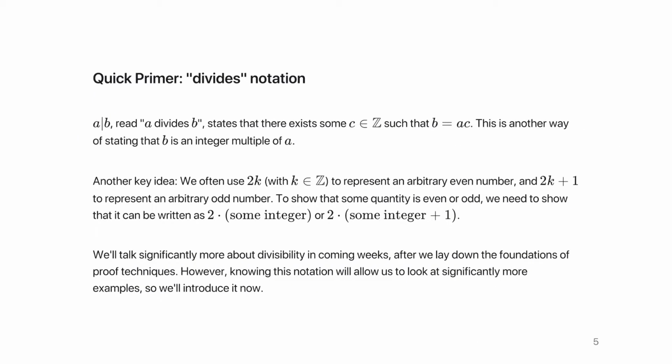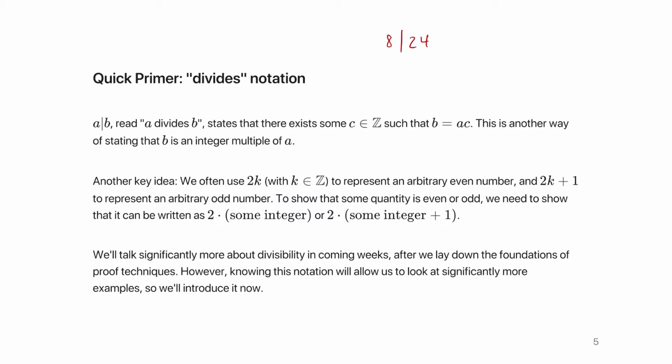Okay, so before we talk about direct proofs, there's this new notation I want to introduce. A vertical bar B, which you read as A divides B, essentially tells you that A is a factor of B. To be formal, it tells you that there exists some integer C such that B is equal to A times C. Okay? So, for example, we could say 8 divides 24 because there exists some integer that I can multiply 8 by to get 24.